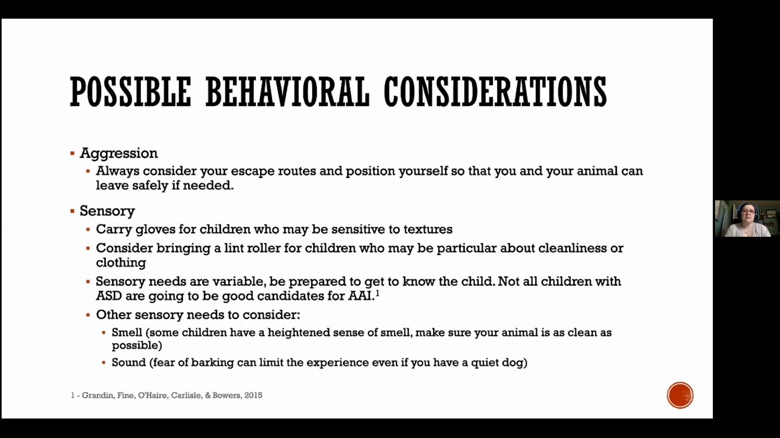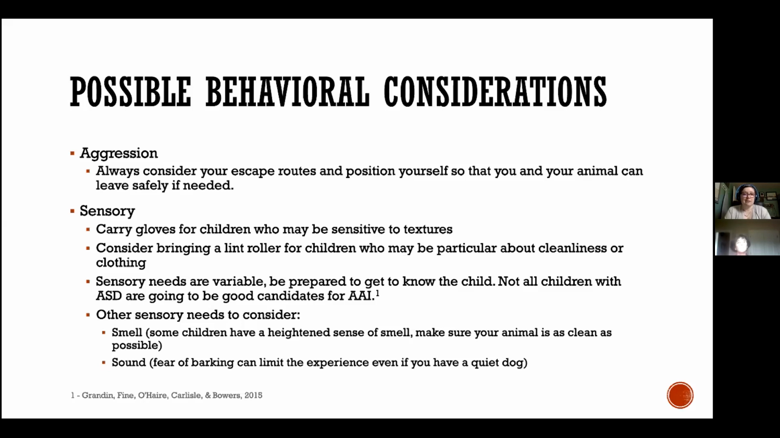Other considerations, because working with individuals with autism is such a spectrum, with such different individual characteristics, we recommend that our volunteers carry gloves for children, in case the child is sensitive to textures. Really know your animal too. If your animal is shedding, or if your animal is a drooler, if your animal produces a lot of saliva, then maybe a rubber glove is more appropriate than a cloth glove, something that's disposable versus washable, those kinds of ideas.